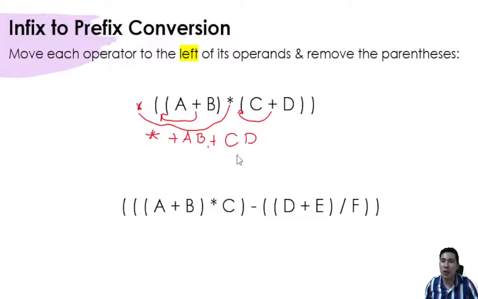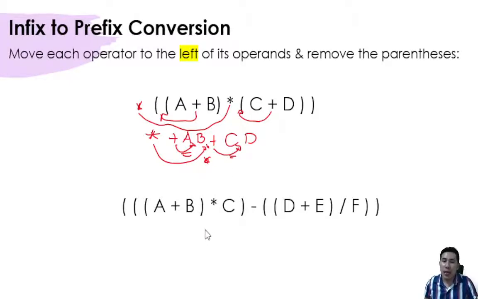When our computer evaluates this one, since it is a fully parenthesized expression, all the computer needs to do is shift back to the CD operands, and the operator next to them is plus, meaning C and D will be added. Next, A and B will be added, and then the results of A and B and C and D will be multiplied.